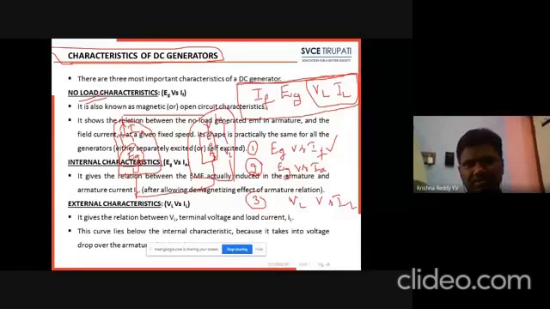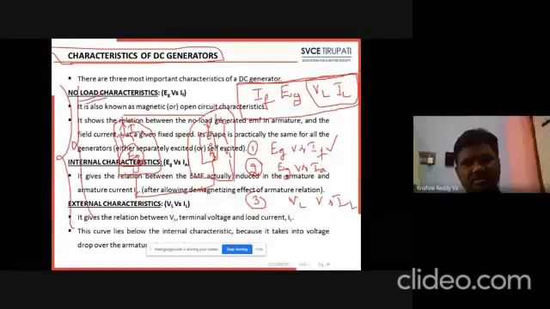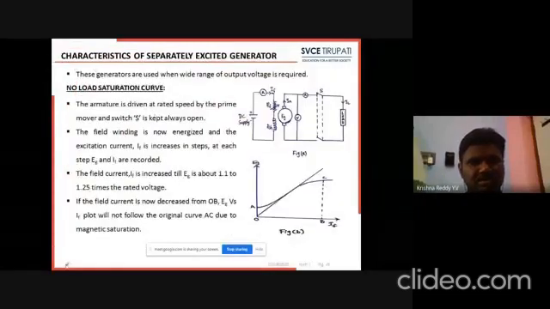We have different types of generators. One is the separately excited generator, the other is the self-excited generator. For the separately excited generators, these are the three characteristics. Similarly, for the self-excited generators, we have three types: series, shunt, and compound generators. Among all the cases, now we will discuss the characteristics of DC generator. First is the characteristics of DC generator when it is separately excited.